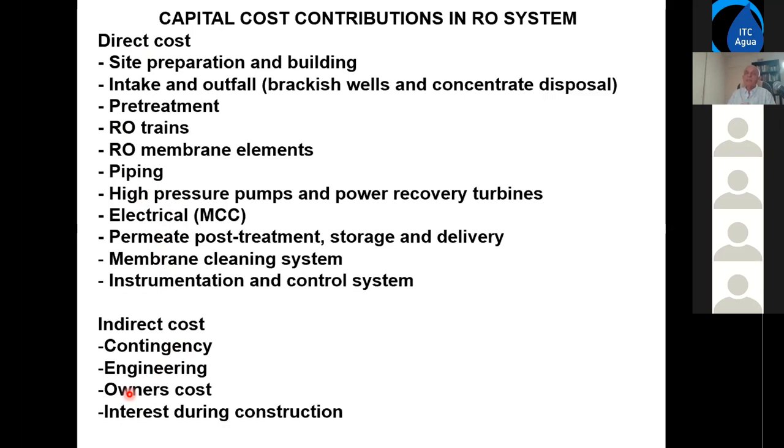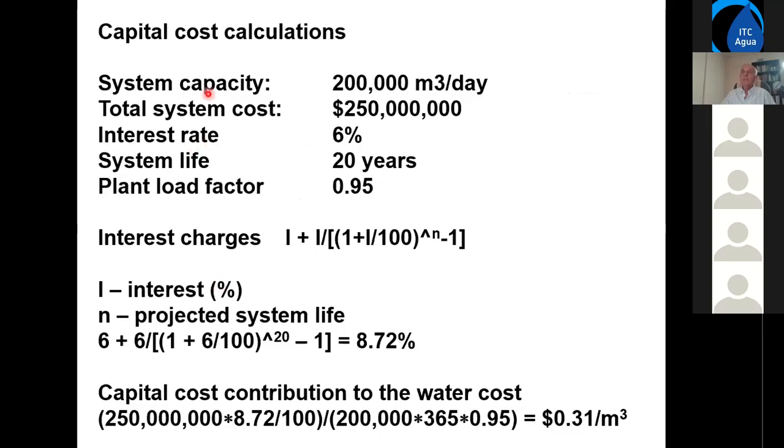And in addition, the plants are usually financed by loans at some interest rate. So during construction, interest during construction has to be paid. So the owner or whoever developer wants to build the plant has to have all the money secured before he can start the project. So let's say capital cost calculation: we have system capacity 200,000, system cost 250 million, interest rate 6%, system life 20 years, plant load factor 95.